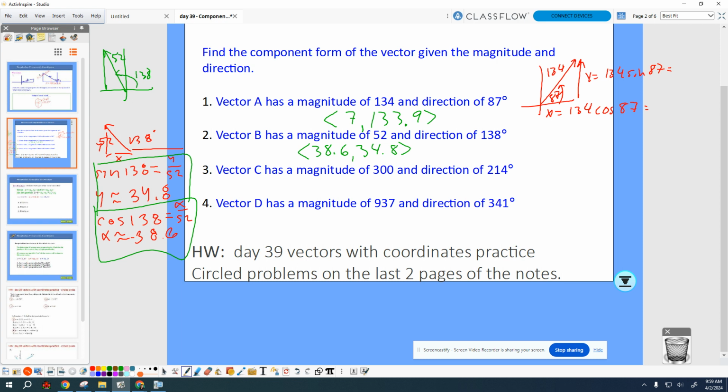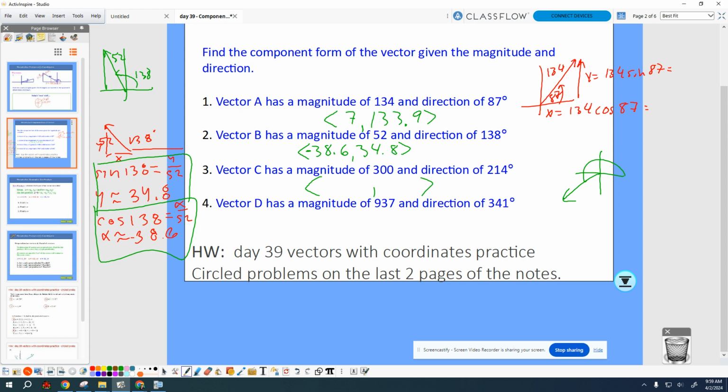38 should be negative. Because it was cosine of 138, it should have been a negative. Yeah, okay. I got negative 34. Negative 38 points. Yes. And in this quadrant, 214 degrees, the x and the y should be negative. So Nick, what did you get when you typed it in? It's those quadrants. All four quadrants.